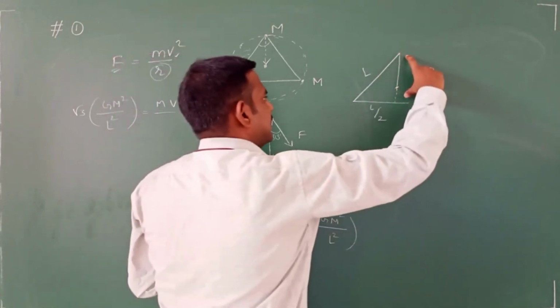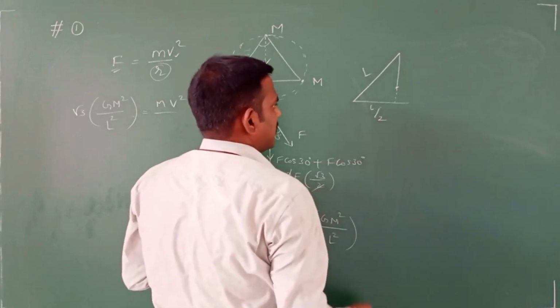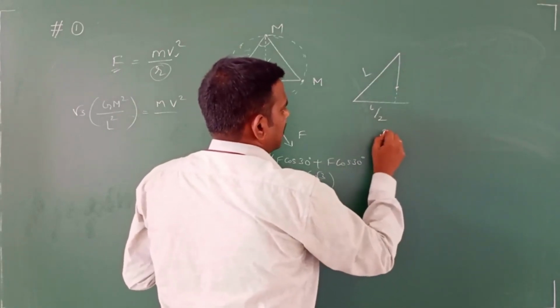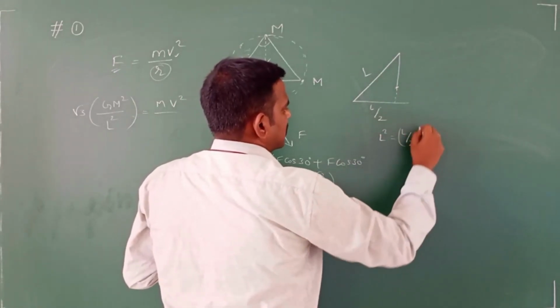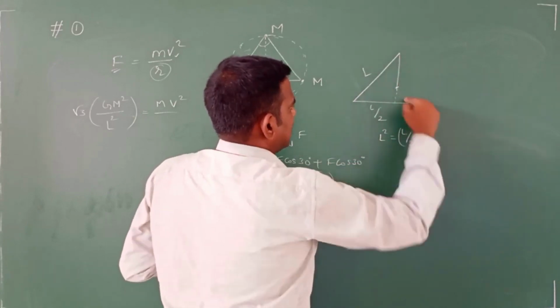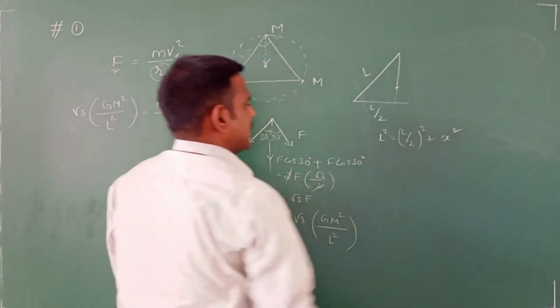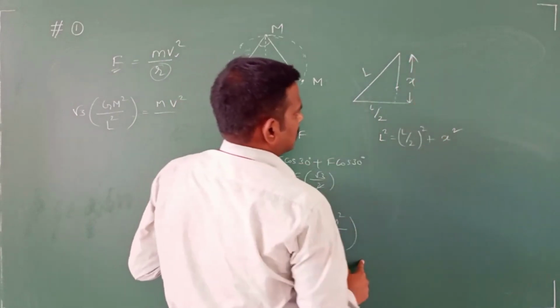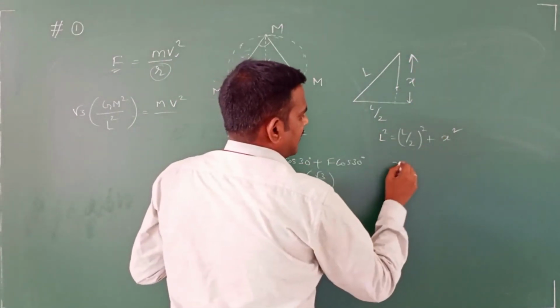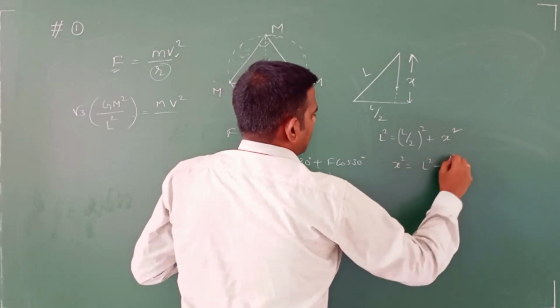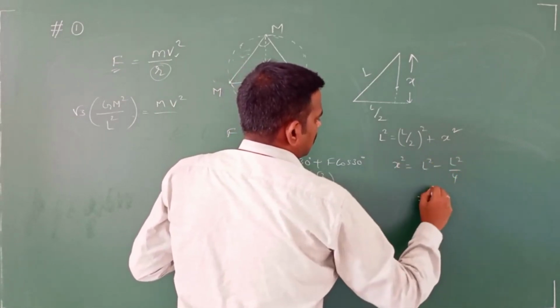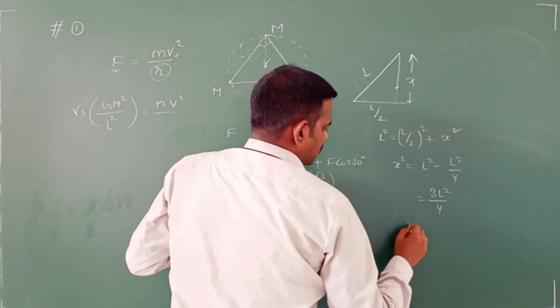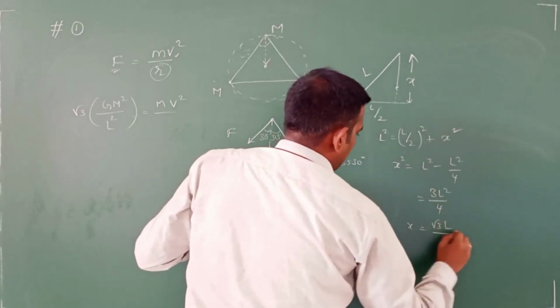Then what about this distance? This whole distance will be nothing but how much? L square will be equal to L by 2 whole square plus this total length, and let me call it x. Okay? So x square. This total length I would like to call x. So now from this we can write x square equals L square minus L square by 4. So 3L square divided by 4. So x will be equal to root 3 L by 2.